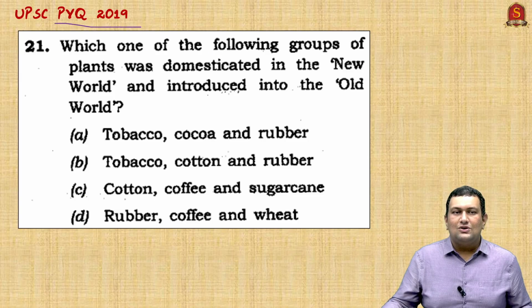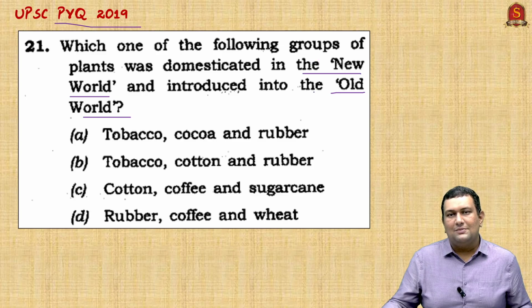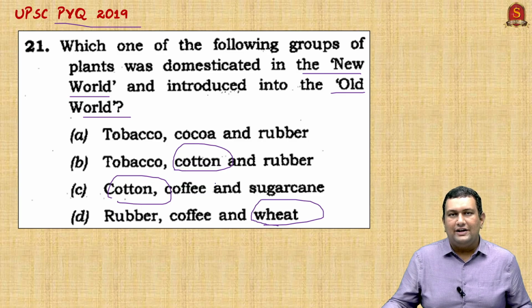Which of the following groups of plants were domesticated in the New World and introduced in the Old World? New World means the Americas, North America and South America, and the Old World refers to Asia. So in these options, if you feel it's confusing, you can eliminate the easy ones. Always go from the easy ones. So you can easily eliminate cotton and wheat. These were already in India. So you are left with option A, tobacco, cocoa and rubber. So option A is the right answer.